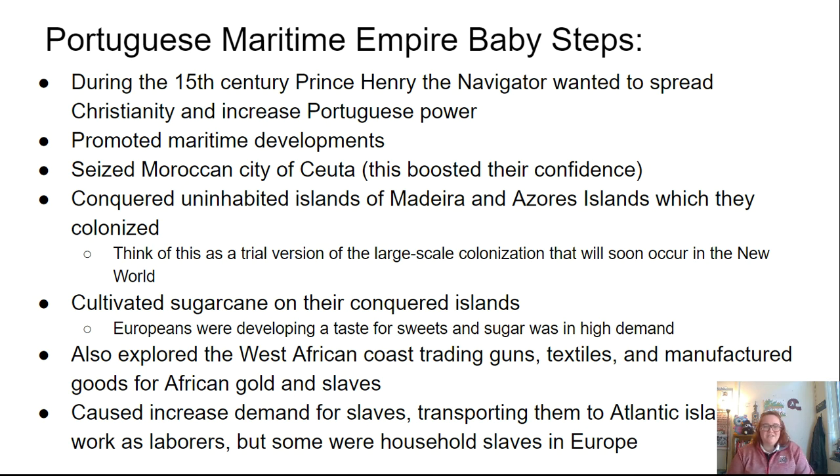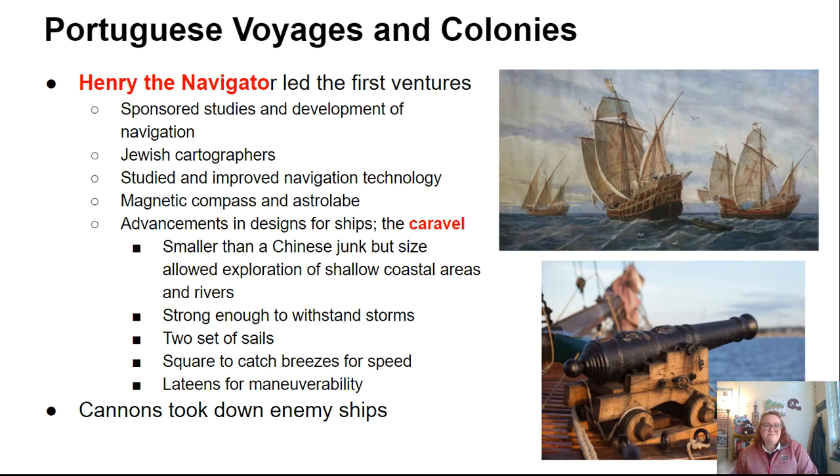On these islands, they were able to cultivate sugarcane, which increased the development of a taste for sweets and sugar. This was in high demand because they didn't have a lot of access to sugar. Because of this, they were able to explore the West African coast a lot more and began trading guns and textiles and other manufactured goods for African gold and slaves. Let's see where I'm going with this one. This ultimately caused an increase in demand for slaves, and so they began transporting them to the Atlantic islands to work as laborers. But some were also taken as household slaves in Europe. So chattel slavery, kind of blame on the Portuguese. Henry the Navigator was really the first one to lead all of these ventures.